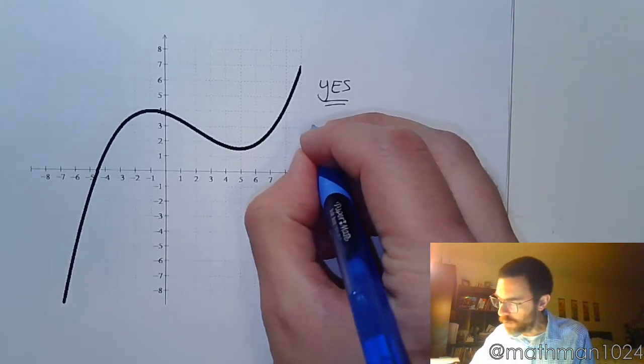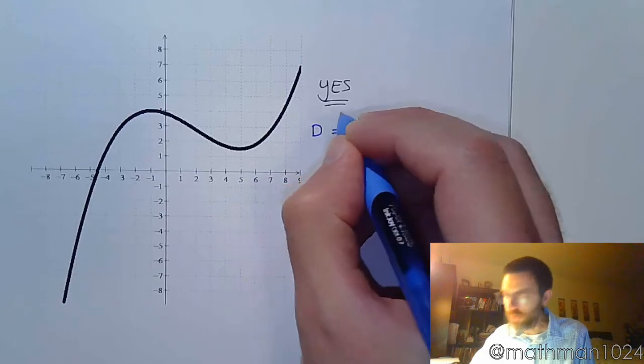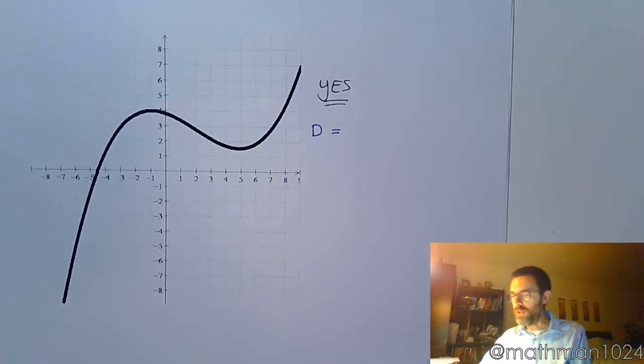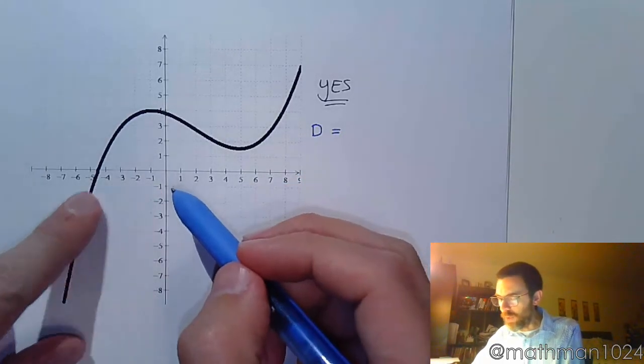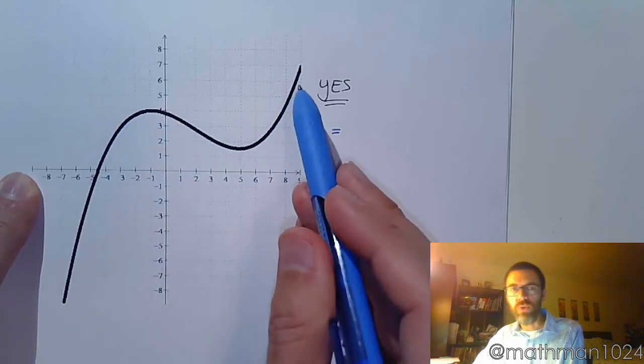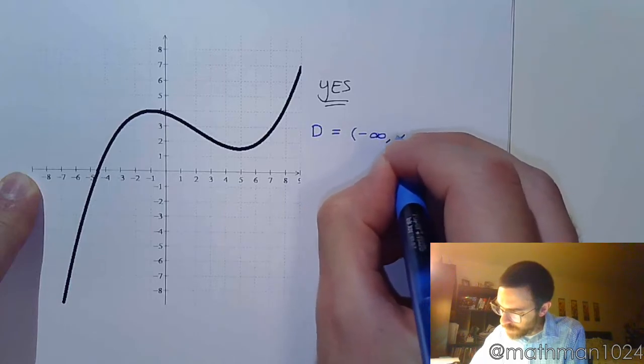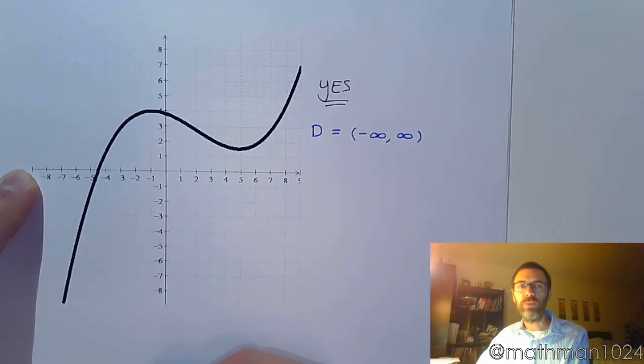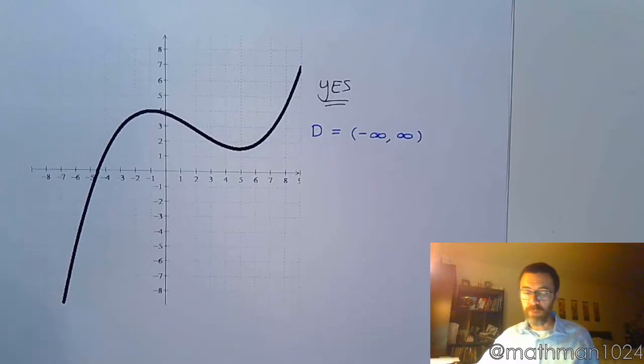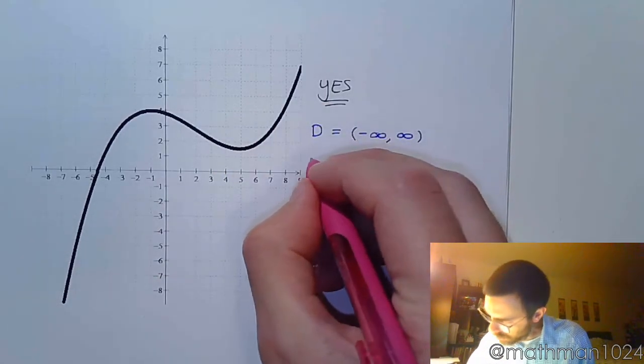Alright, so your domain is the set of all x used to make up this picture. Well, you see that this guy goes all the way left, he goes all the way right without a break, so his domain will be all real numbers. Alright, what about the range?